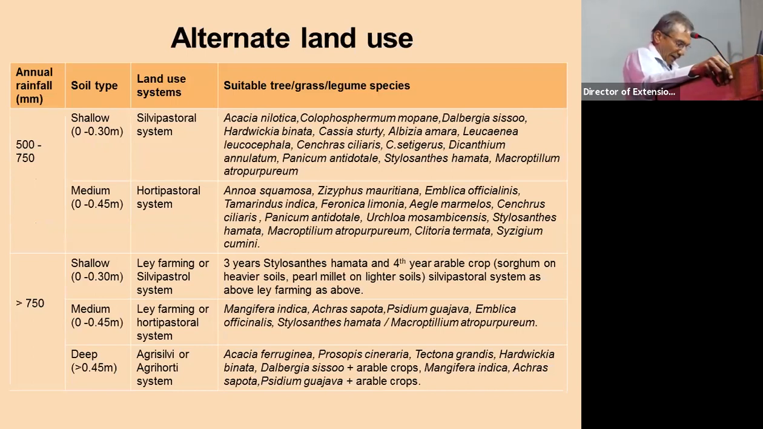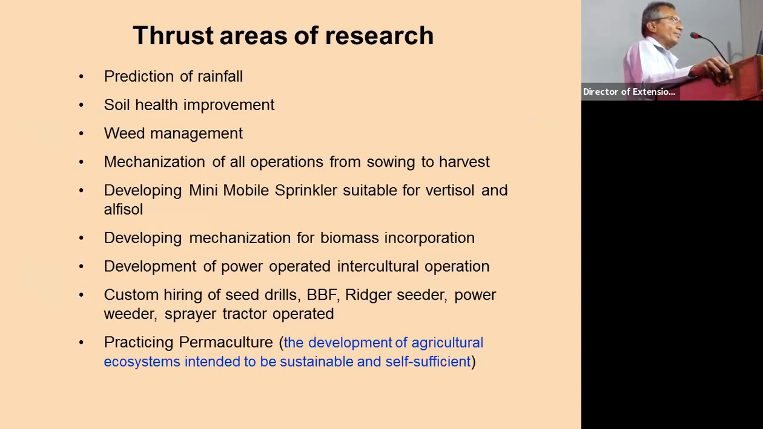So these are all alternate land uses. I need not tell about the thrust areas. The last but one slide I am giving is this. Prediction of rainfall is more important. Already Ramanathan has given the ways and means of prediction, and the possibilities of success and failure. Soil health improvement, improving organic matter content and weed management, I said already, this kind of technology should come. Mechanization is more important for local specific cases. And the last one is practicing permaculture, that is the development of agricultural ecosystems intended to be sustainable and self-sufficient. This is called permaculture. This is practiced in Maharashtra.